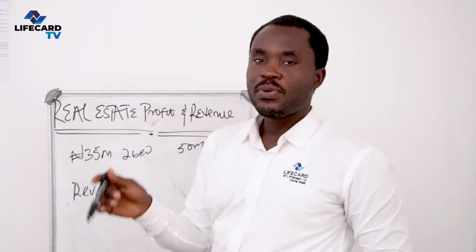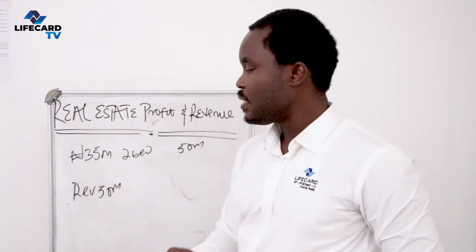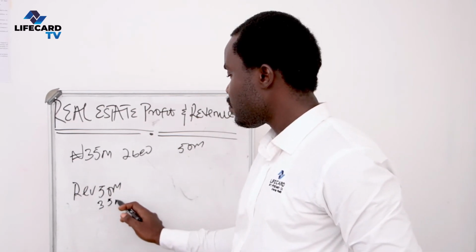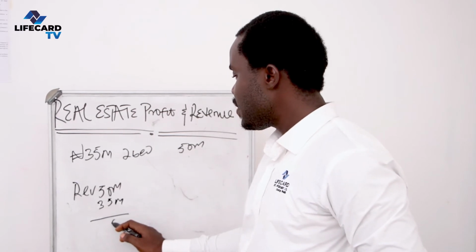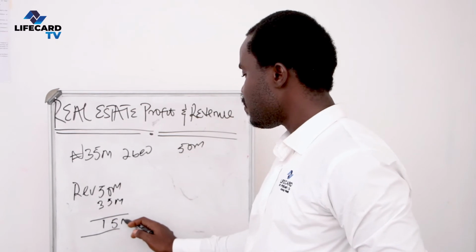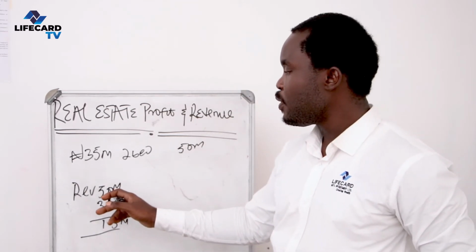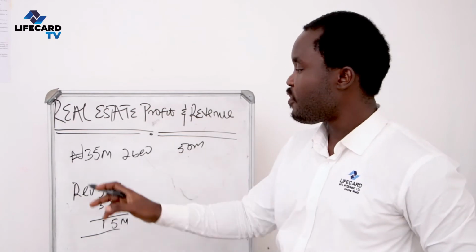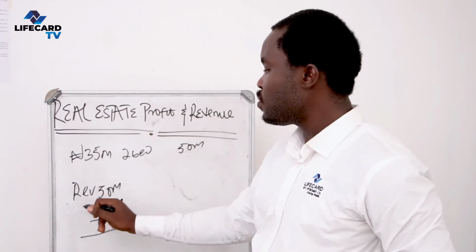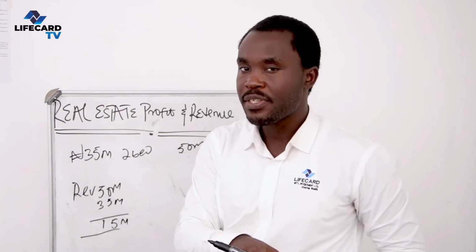So now, how do you calculate the profit? It's simple, like we did in the previous calculation for land. 50 million minus 35 million. So you get a profit of 15 million. Right? So your revenue was 50 million because you bought for 35 and sold for 50. So the money that came in was 50 million. And then once you deducted your cost from the selling price, you got 15 million naira in profit.